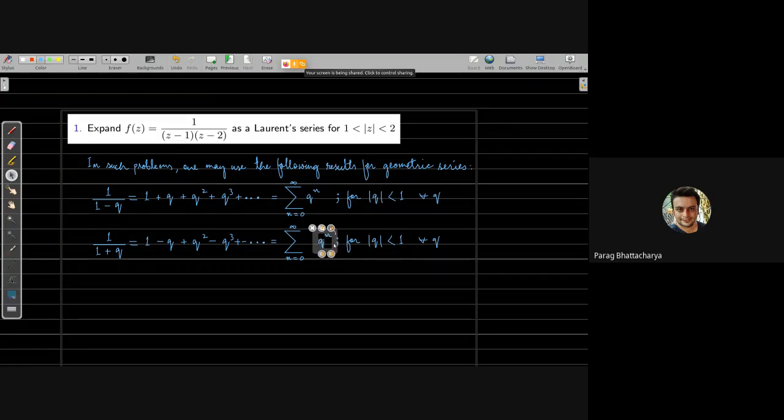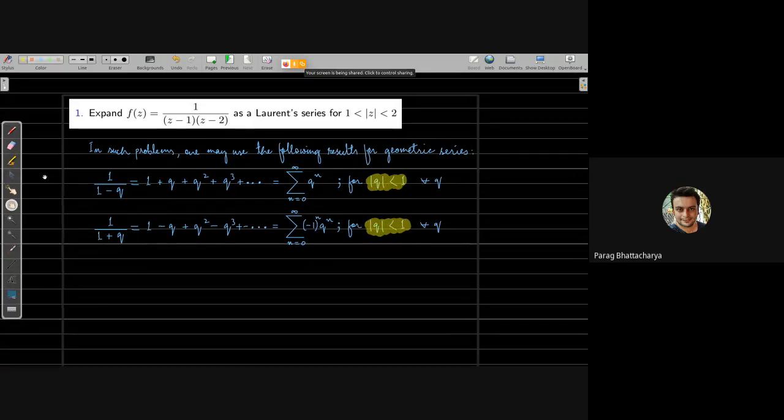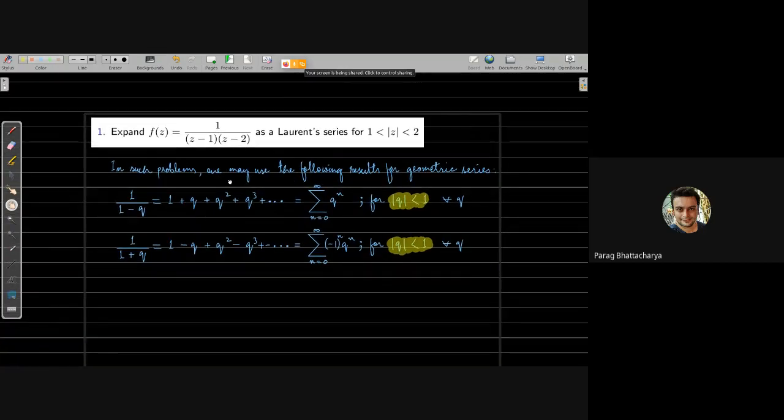All we need to do is very simple, just put minus 1 whole to the power n. Minus 1 to the power n is going to take care of this alternate plus and minus sign. N equals 0, this will be plus, n equals 1, it will be minus, n equals 2, it will be plus again. In both the cases, this is extremely important. This is going to be the key for solving this. In both the cases, modulus of q must be less than 1.